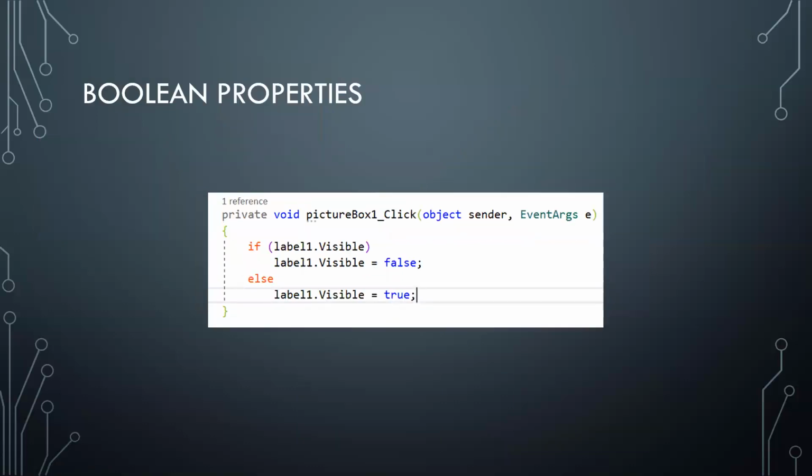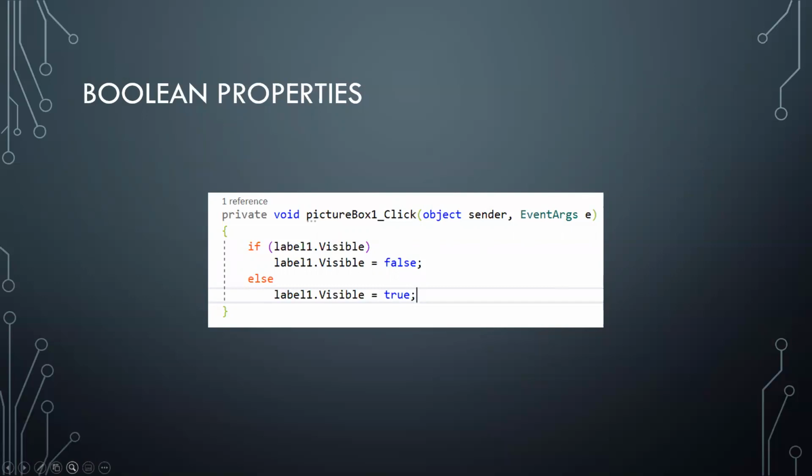Some of our form control properties are Booleans, like our Visible property. In this example, we've expanded our picture box click event a little bit to add an if statement. Here we're checking, is that label already visible? If so, let's turn it off. Otherwise, let's turn it on.